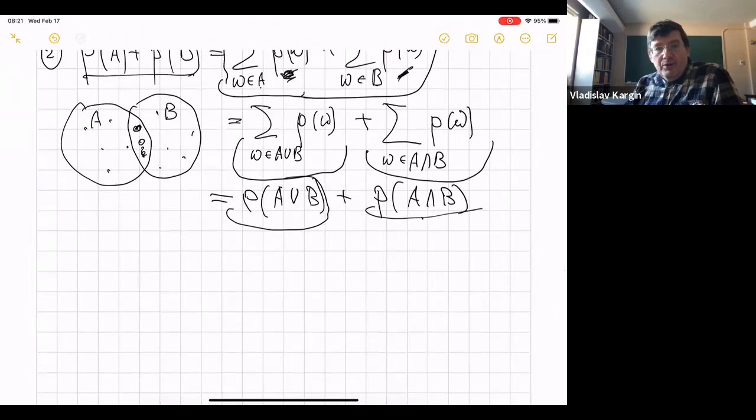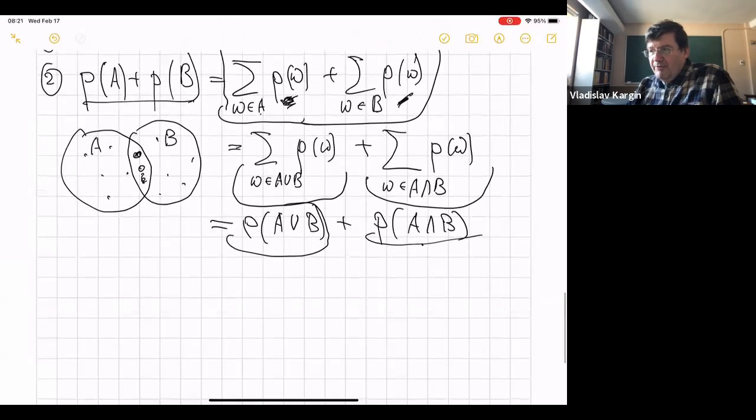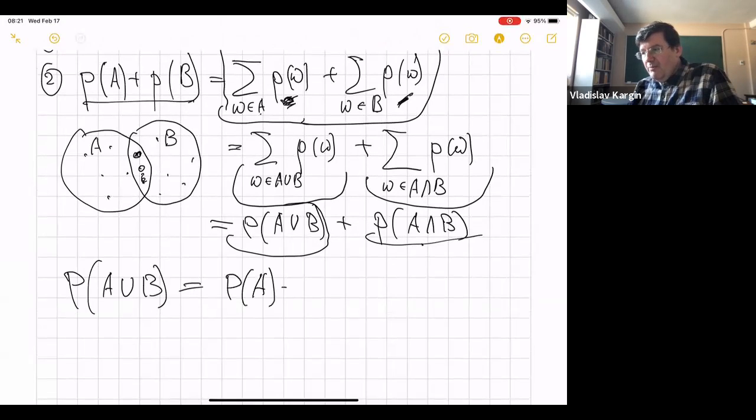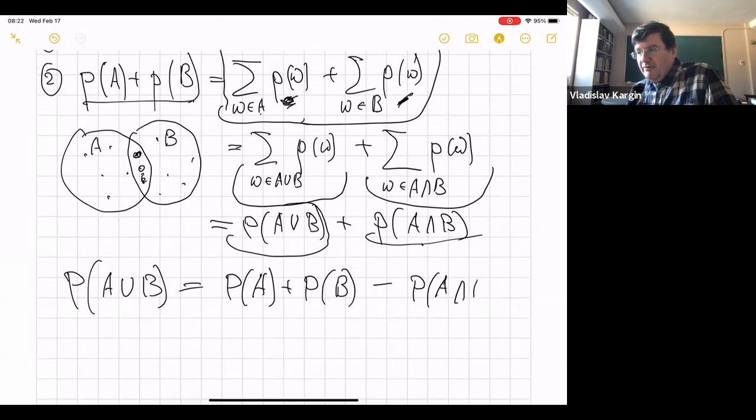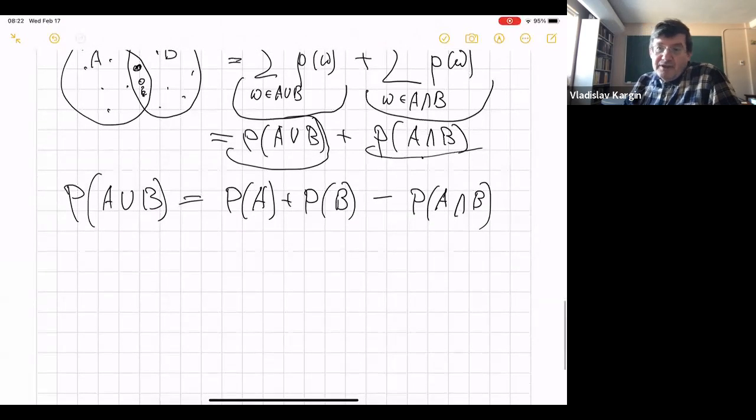Now, what if you have more sets? This is an example of something called the inclusion and exclusion laws. When you try to calculate the probability of a union, you did the probability of A plus the probability of B, but after that decided that you overcounted. Some outcomes were counted twice, so you subtract the probability of the intersection.